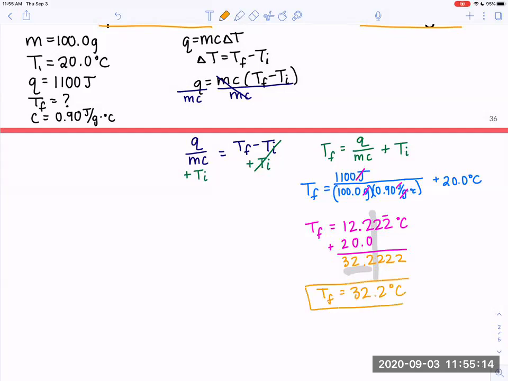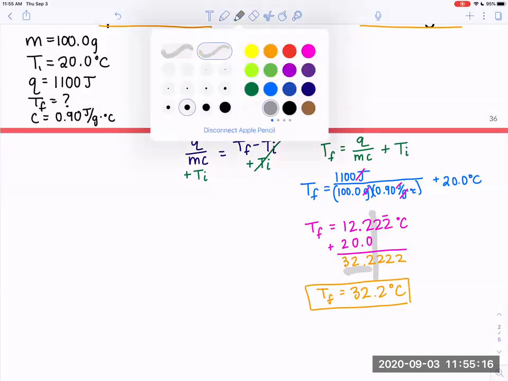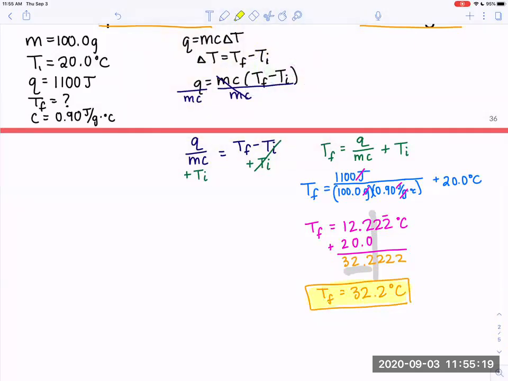Now I'm going to ask you this question, which is kind of important in science in general, to ask yourself at the end of every problem. Does it make sense? Does it make sense to have a final temperature of 32? If I started with 20 and I added energy, I have 32. Sure. If you got something that was less than 20, it wouldn't make sense, because they're telling you added energy, so your temperature should increase, right?